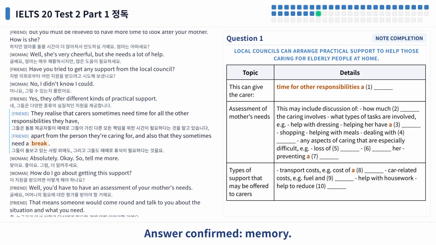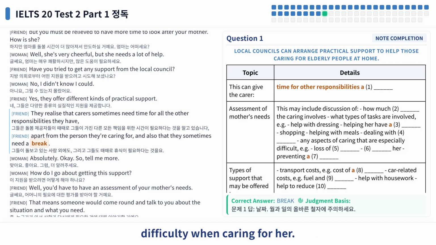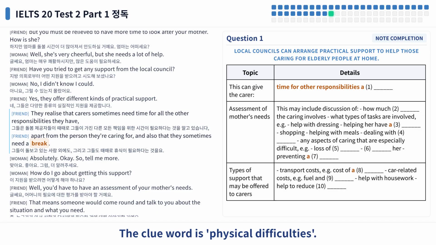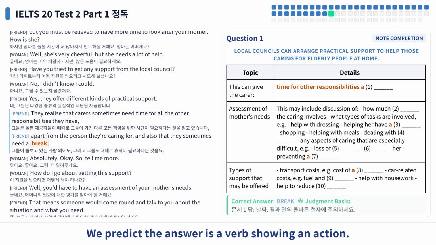Answer confirmed, memory. Be careful with spelling. Don't write memory. Question 6. The blank is before her. We need a verb to describe a physical difficulty when caring for her. The clue word is physical difficulties. We predict the answer is a verb showing an action.